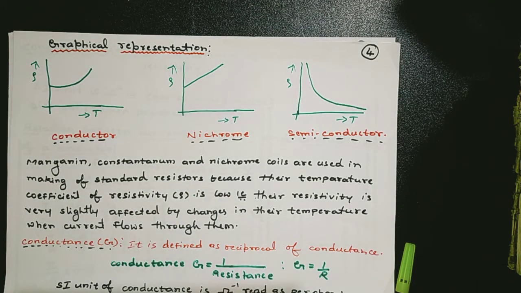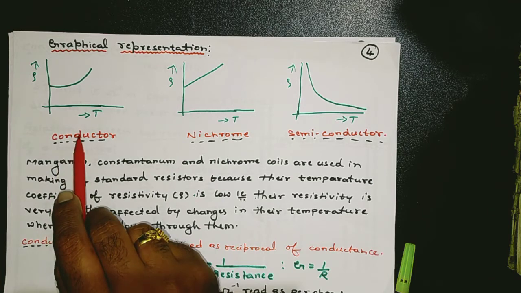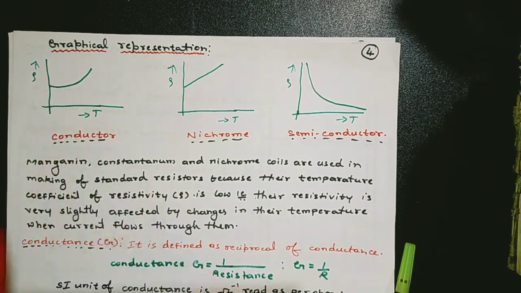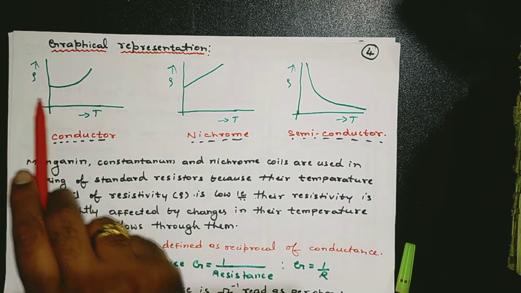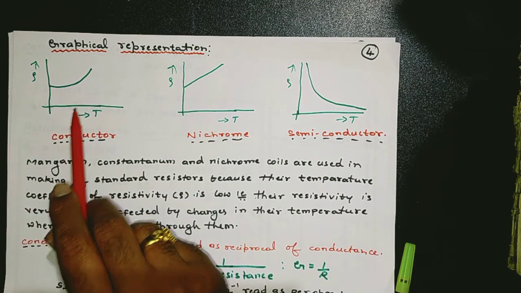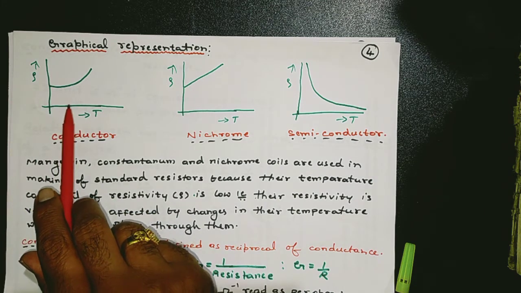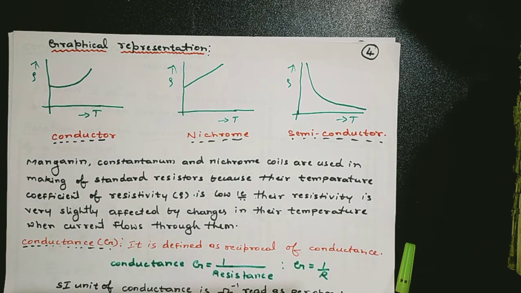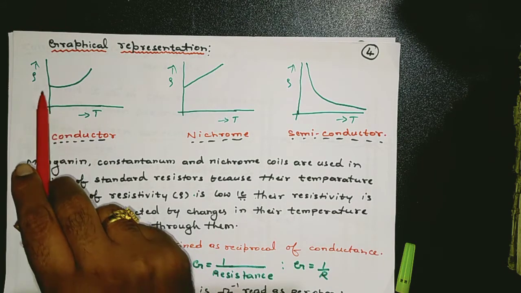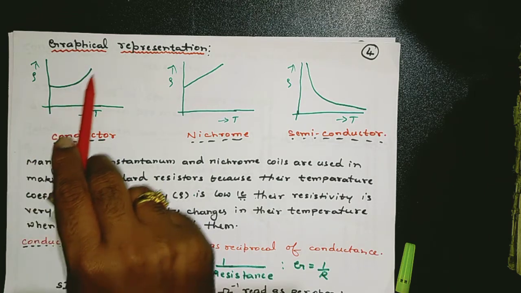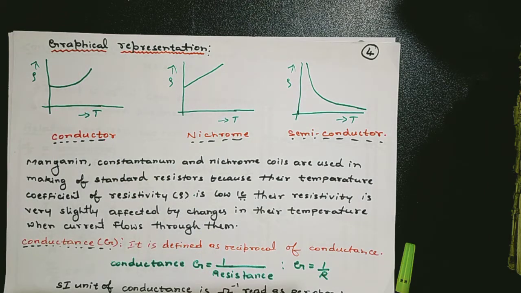Now we have represented the variation of resistivity of a material with temperature in different cases. First, in case of conductor. See, this is the graphical representation of resistivity of a conductor with temperature. It has been found that the variation of resistivity of a conductor with temperature is in this fashion. It's a curve, of course, but the resistivity increases with increasing temperature, but not linearly.